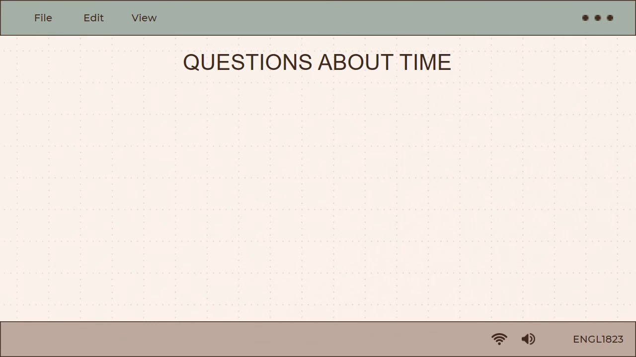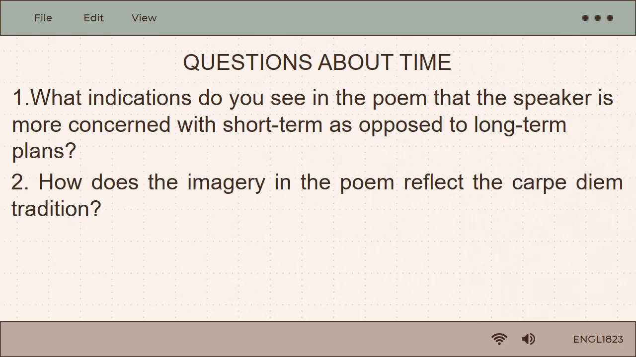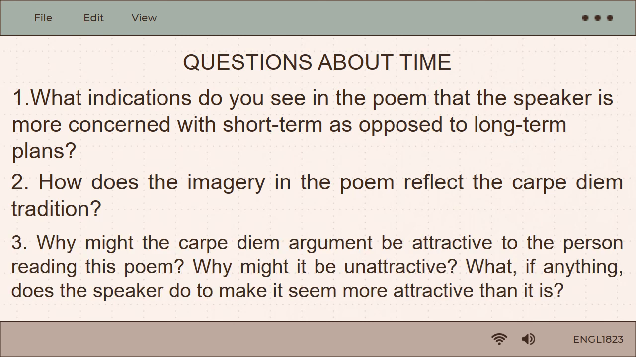Here are the questions about time. Number one, what indications do you see in the poem that the speaker is more concerned with short-term as opposed to long-term plans? Number two, how does the imagery in the poem reflect the carpe diem tradition? And number three, why might the carpe diem argument be attractive to the person reading this poem? Why might it be unattractive? What, if anything, does the speaker do to make it seem more attractive than it is?